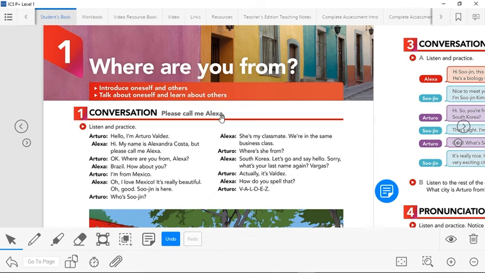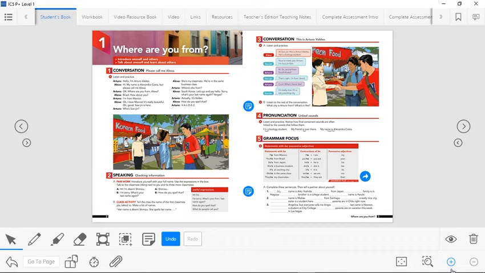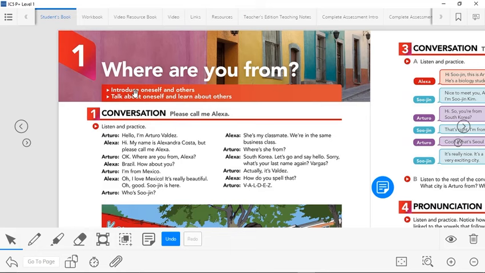We're gonna start with the first unit, that is called Where Are You From? And in this unit we'll be seeing how to introduce oneself and others, how I will introduce me, and how to introduce another person to a friend of mine, for example. And we can talk about oneself and learn about others, talk about me and listen about other people. And to start, we have a conversation called Please Call Me Alexa.